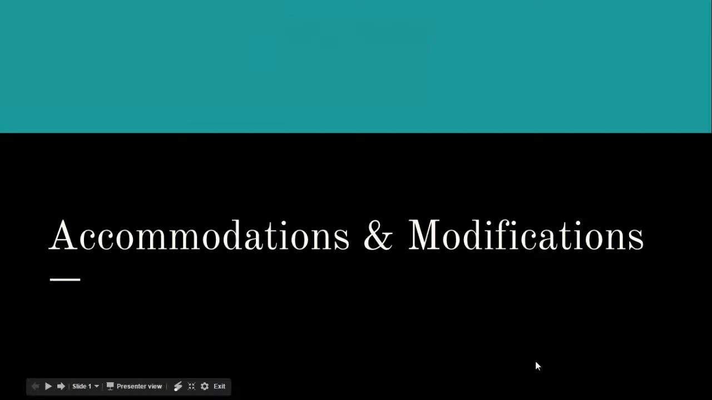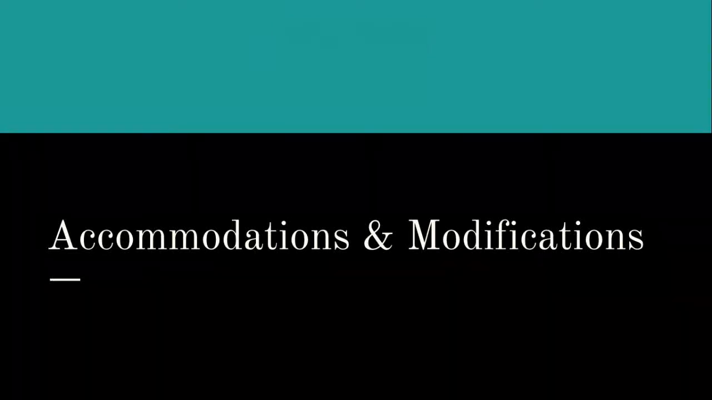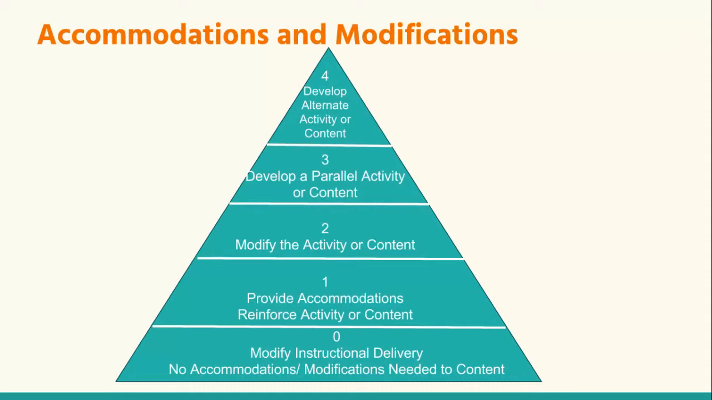Hi there, in this session we are going to revisit accommodations and modifications, just so that we all are sharing the same understanding of what they are and how to implement them. If you remember from last year, we took a look at this visual of accommodations and modifications to really show us the different levels. As we talked about last year, this first level, the ground level, is really where we modify our instructional delivery before attempting to implement some of those accommodations and modifications. And we're going to talk a little bit more about that now.